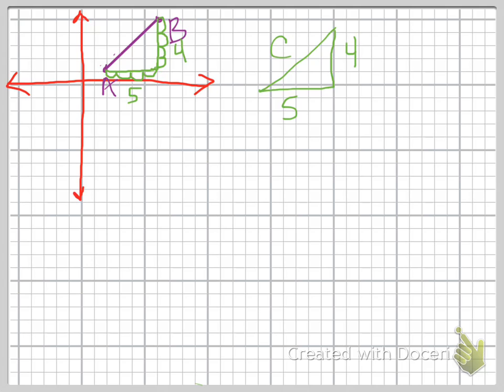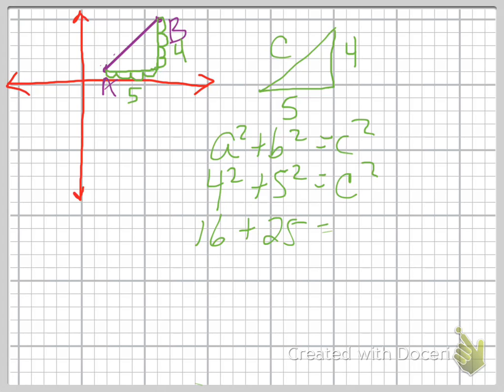We just talked about Pythagorean's theorem and how you find c. So you can use a squared plus b squared equals c squared, and go 4 squared plus 5 squared equals c squared, and 16 plus 25 equals c squared, and 36 equals c squared, and you can get 6. So then you know that this is 6 units long.